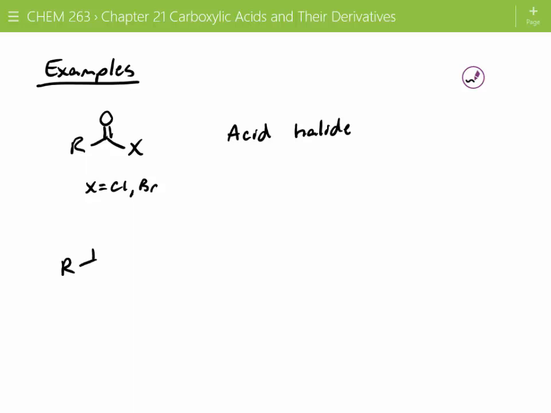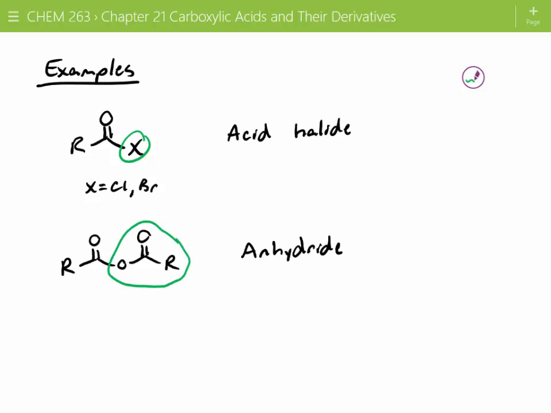Let's check our functional group memory bank here. What's this functional group? Anhydride. So in an acid halide, the Z group can be thought of as that X, and then in an anhydride, this entire group can be thought of as that Z group.